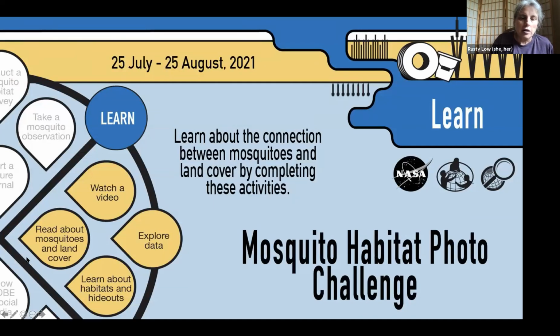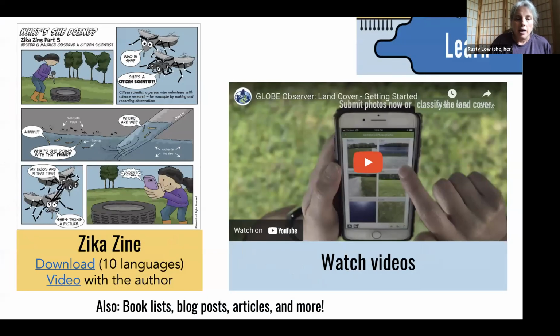So we have a video, we have data that you can explore that's already been cleaned up a little bit and easier to use. You can read about mosquitoes in land cover. We have a disease guide. I hope all of you have seen the Zikazine, which is just a fabulous product done by my friend, Dr. Lisa Gardner. And it's actually available in 10 languages at your favorite Globe website. There's a video where she talks through this wonderful Zikazine that she has done. And we also have videos that you can take a look at. And so we have all those linked in these resources.